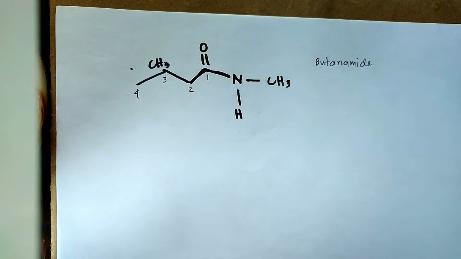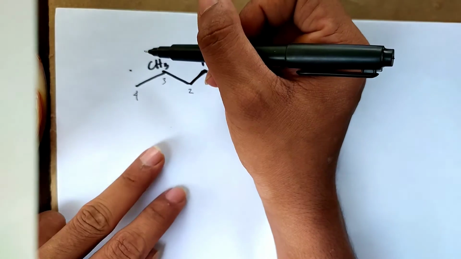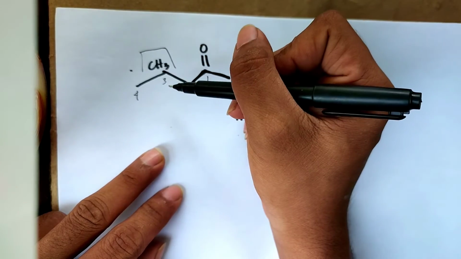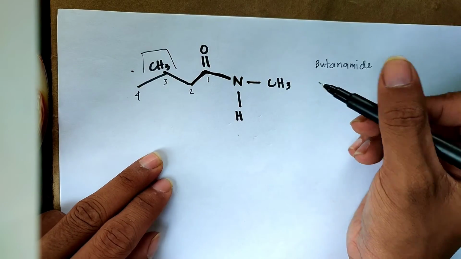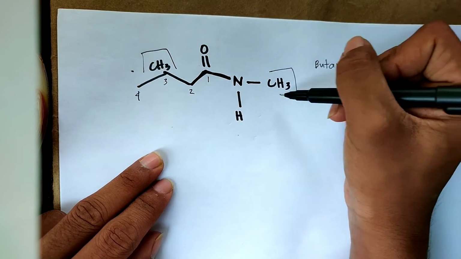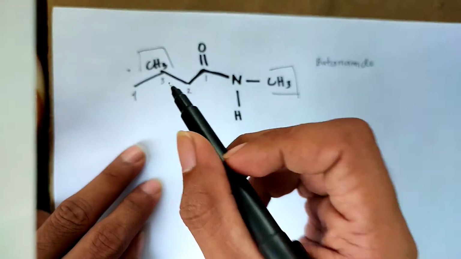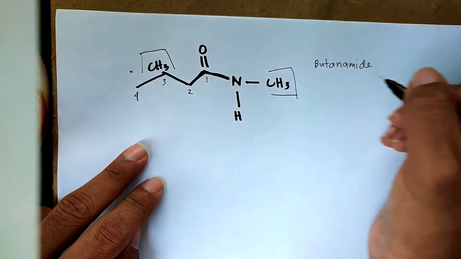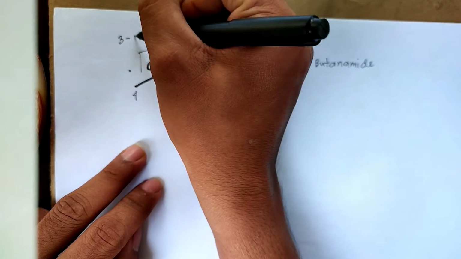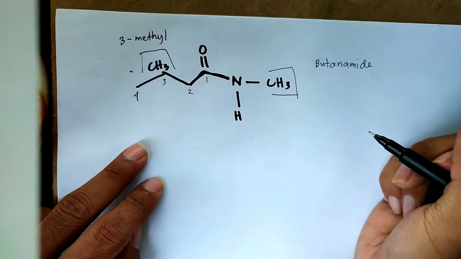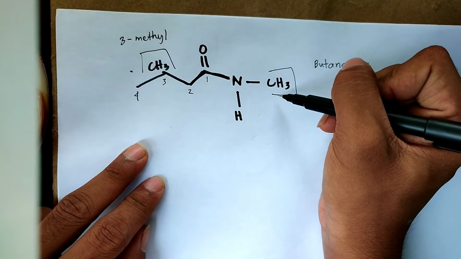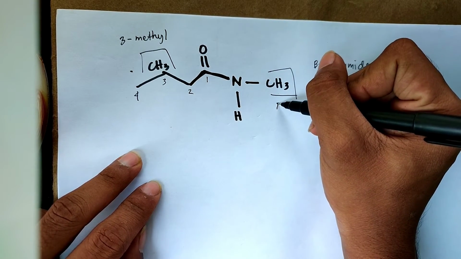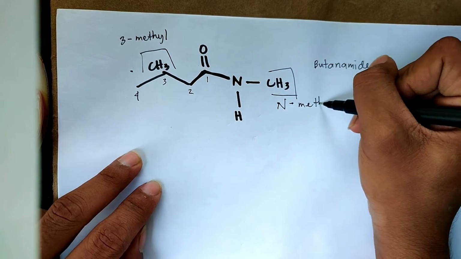As you have noticed, we have two methyl groups: one methyl attached to the third carbon and one methyl attached to the nitrogen. Since this methyl is attached to the third carbon, we call it 3-methyl. And since the other is attached to the nitrogen, we call it N-methyl.